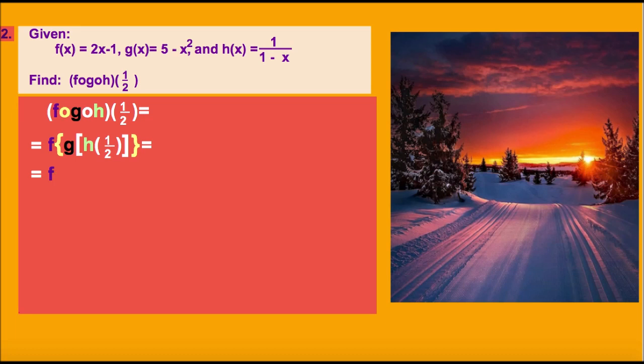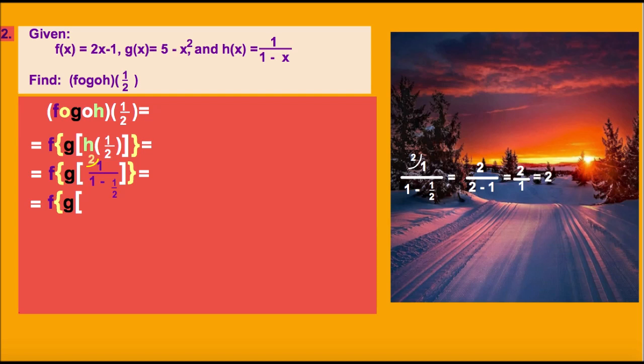This is equal to f of g, and then we take our value h at 1/2, plug it in, and find that exact number. So 1 over 1 minus 1/2. Amplify this fraction by 2 to simplify, which is equal to 2 over 2 minus 1, which simplifies to 2. So now we have f of g of 2.